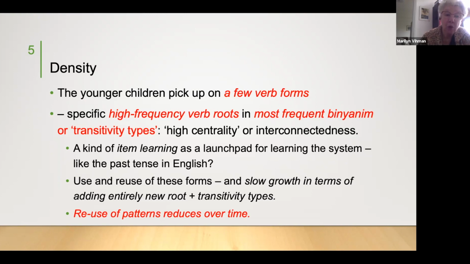And there's very slow growth in terms of adding entirely new roots and new transitivity types, which eventually does happen, which allows for more productivity in later years. But in the earliest years, up to about age 3, there's a lot of reuse of a small set of patterns. So slow growth in a small, heavily used area. So that's very interesting in itself.